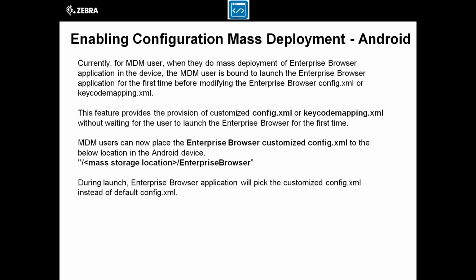Please note that here the mass storage location /enterprise browser directory is not the enterprise browser install directory. The enterprise browser install directory is present under android data / com.symbol.enterprise browser directory. So both directory locations are different and are independent of each other.